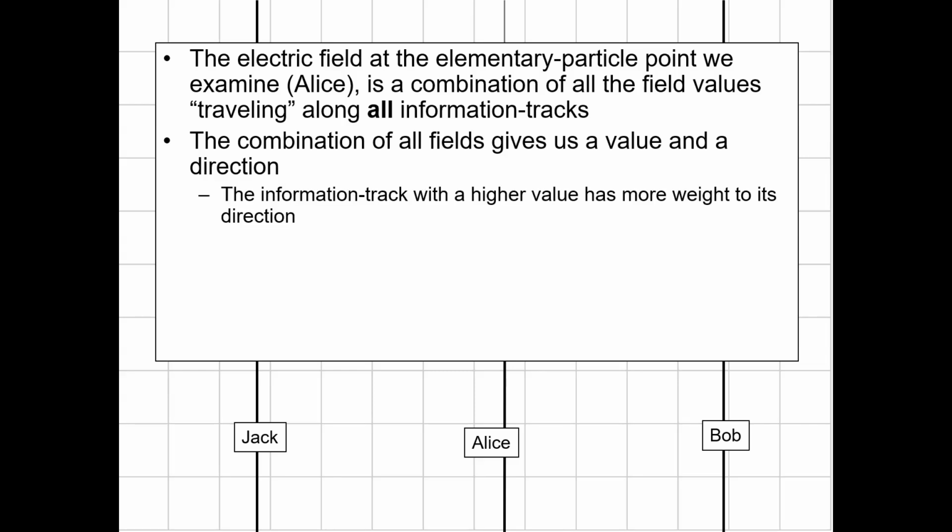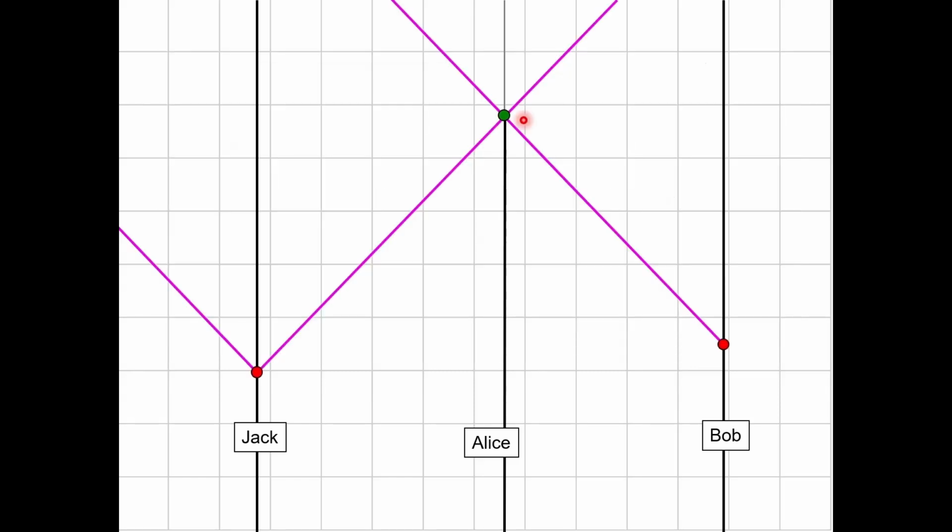Now, the direction is a combination of all the directions of the information tracks that the fields travel along, but this combination is weighted. So the information track with a higher field value has more weight to its direction. When we look at this point on Alice, the green point over here, it is affected by two fields. One is created by Jack and one by Bob.